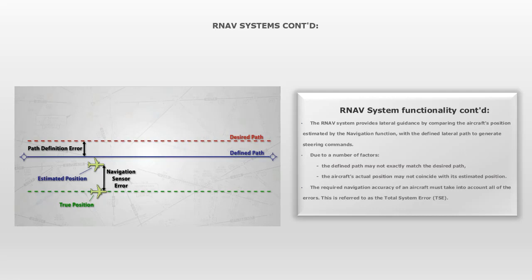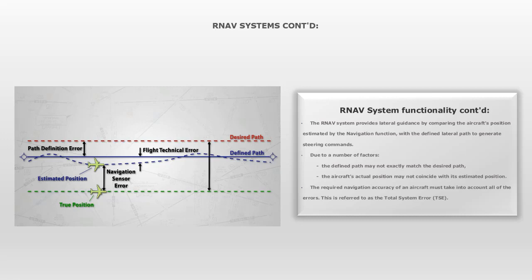The third error that must be taken into account is the ability of the avionics, or the pilot, to fly the aircraft from the estimated position onto the defined path. This error is referred to as flight technical error. The autopilot is considered the most accurate way to manage FTE, with manual flight using a course deviation indicator being the least accurate. FTE is sometimes referred to as path steering error.